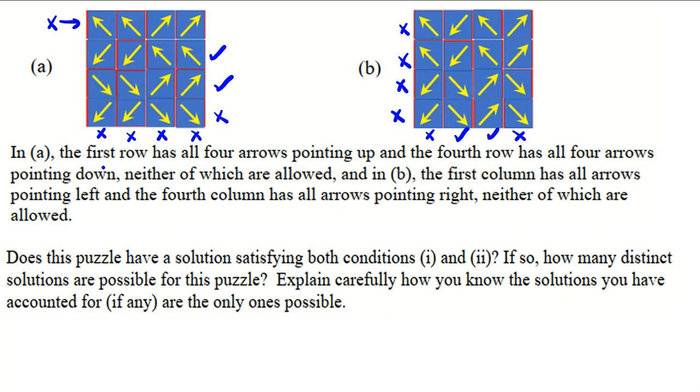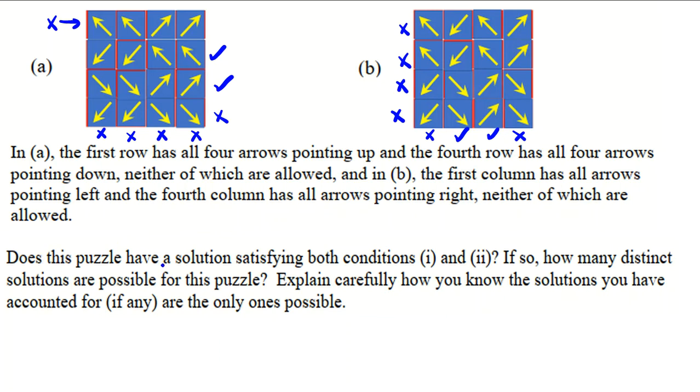Now you've understood. It says in A, the first row has all 4 arrows pointing up, and the fourth row has all 4 arrows pointing down. As I said, the first and last rows are bad, neither of which is allowed. And in B, the first column has all arrows pointing left, so the first column is bad. The fourth column, as I said, has all arrows pointing right, so neither of which is allowed.